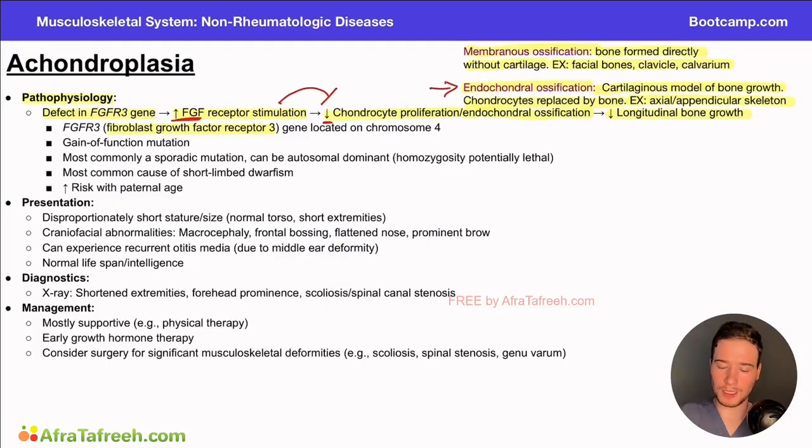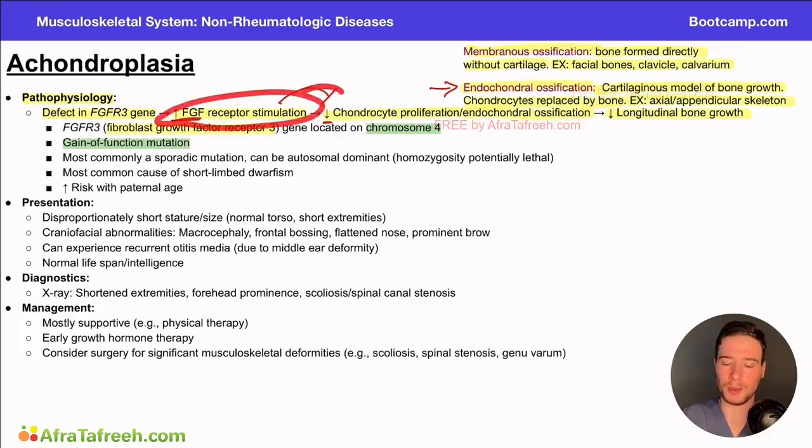Now, for the purposes of Step 1, I do like you to know this is located on chromosome 4, and it's also important to know that this is a gain of function mutation, which is to say that the mutation in itself is allowing something to happen at an increased rate. That is the increased receptor stimulation, leading to the downstream effects of decreasing chondrocyte proliferation. This is in contrast to a loss of function mutation, where the mutation itself actually stops the process from happening.